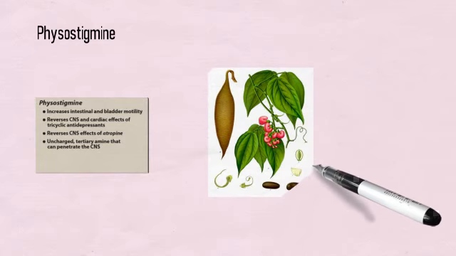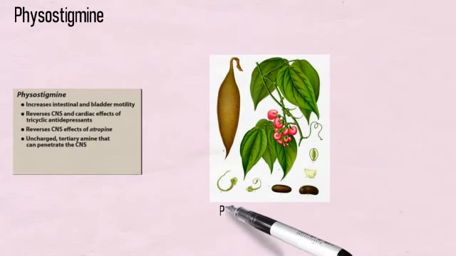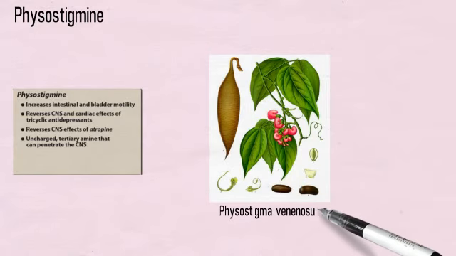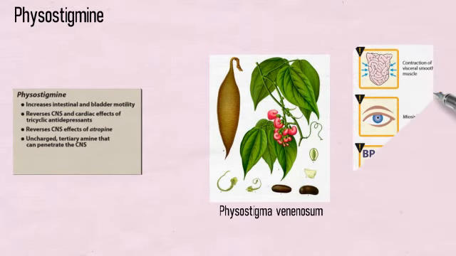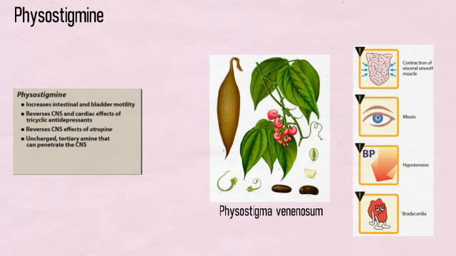Physostigmine is an alkaloid derived from beans. The name of the plant is Physostigma venenosum. The main therapeutic use of physostigmine is in the treatment of overdose of drugs such as atropine, so it is an antidote for atropine poisoning. Because it is lipid soluble, it can also cross the blood-brain barrier, and it can even lead to convulsions when used in high doses.